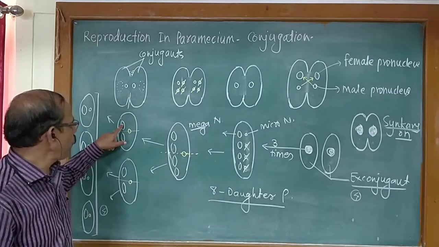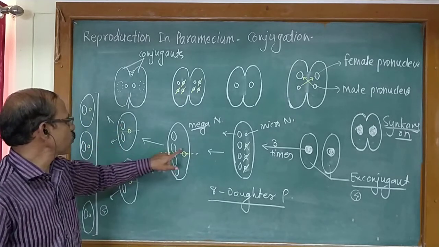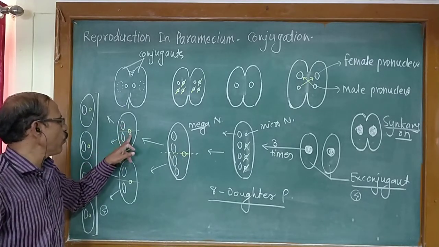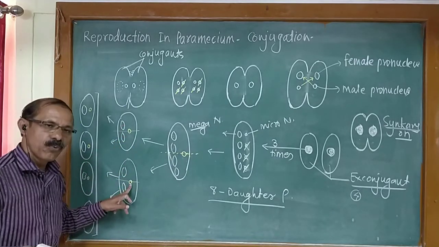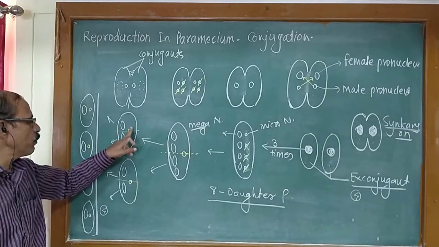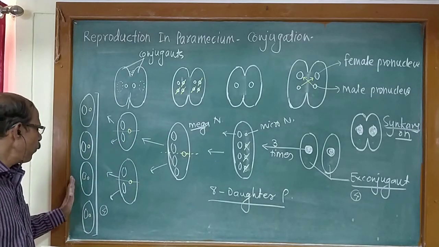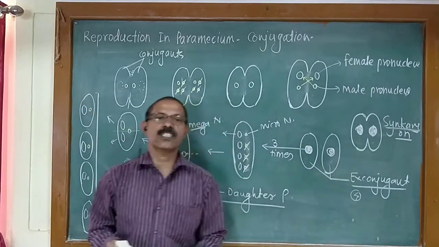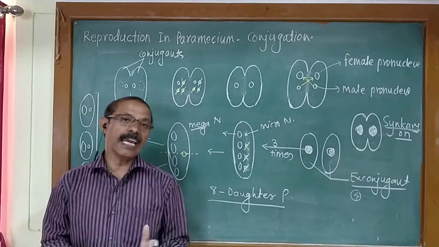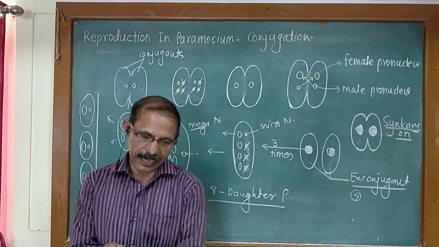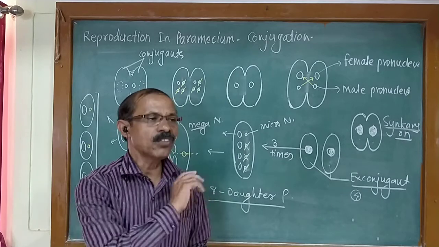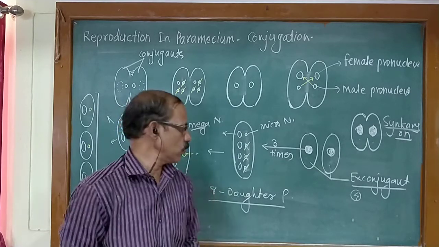New paramecia are formed. From each ex-conjugant, 2 paramecia are formed, each having 2 mega and 1 micronucleus. Again the micronucleus along with the paramecium divides. At the end, 4 daughters from each ex-conjugant are formed, meaning 8 paramecia are formed at the end of conjugation. This is the process of conjugation.